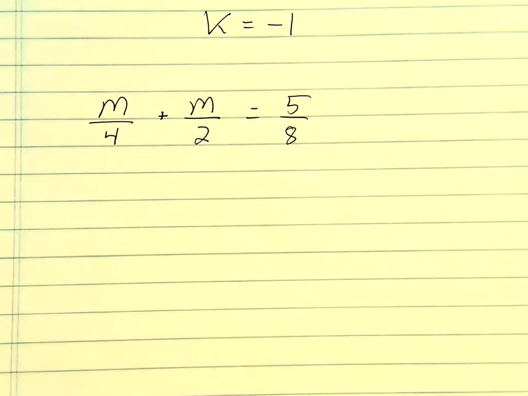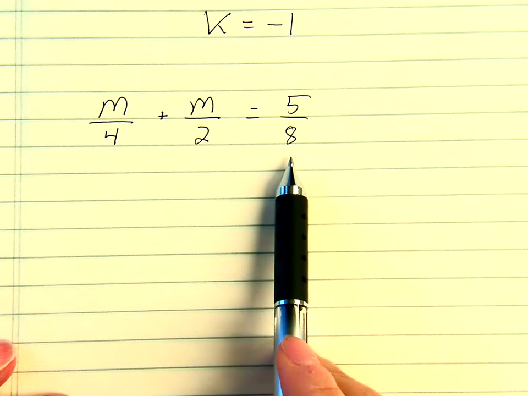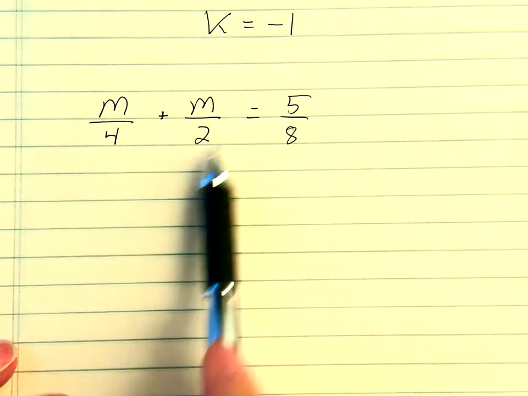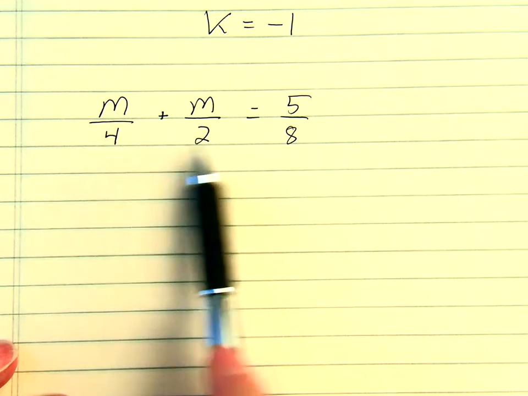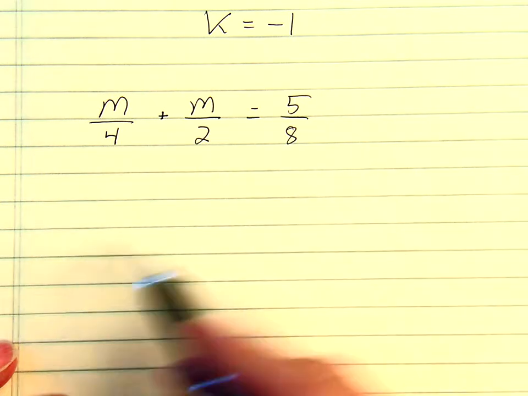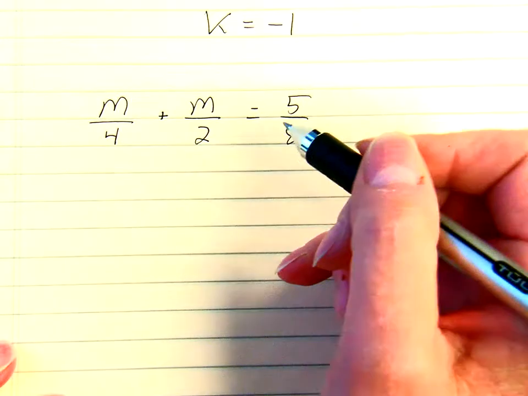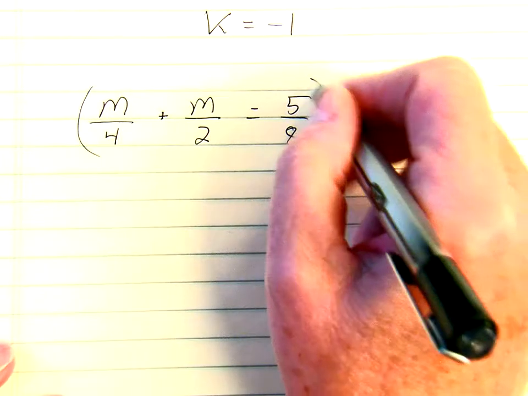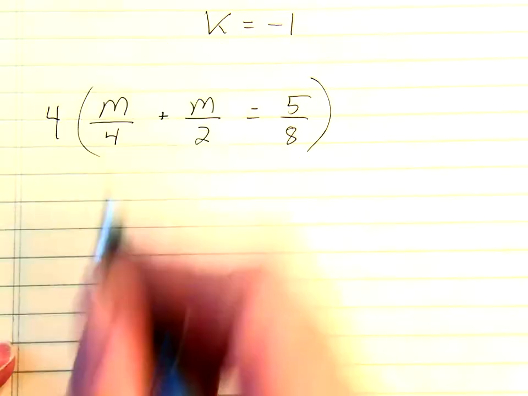Now, the big thing here is that when we deal with variables in fractions, it does get a little bit more complicated, so sometimes we like to get rid of that denominator. So in this case, I want to get rid of these denominators here. So I'm going to go ahead and I'm going to multiply everything times 4. Okay, so I am going to say 4 here.